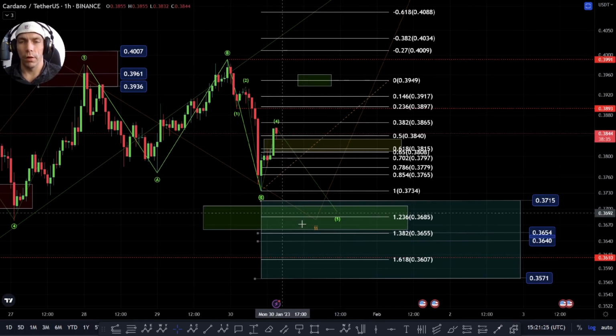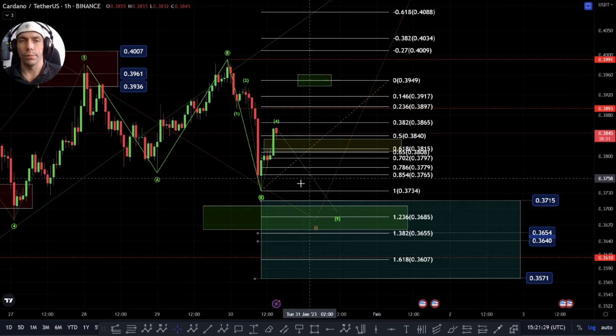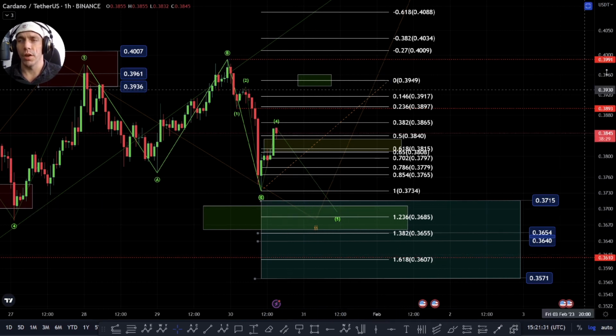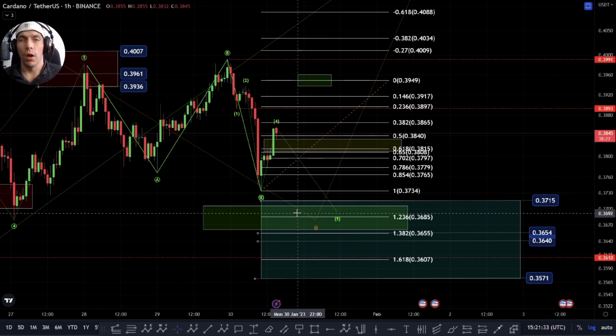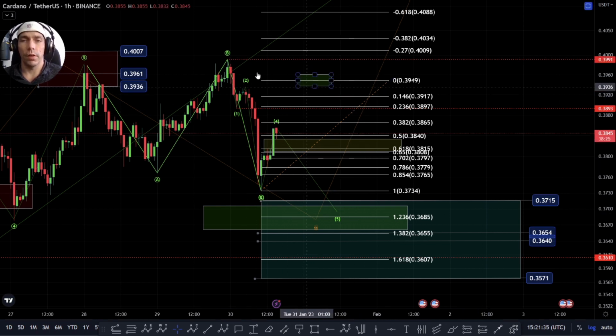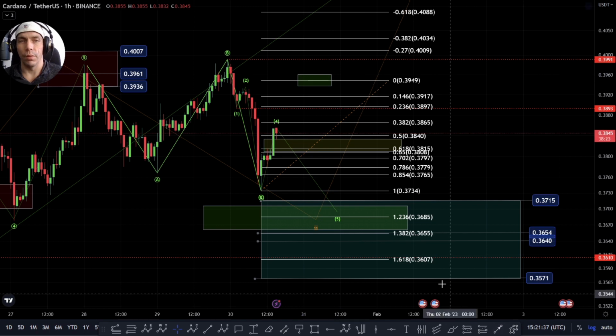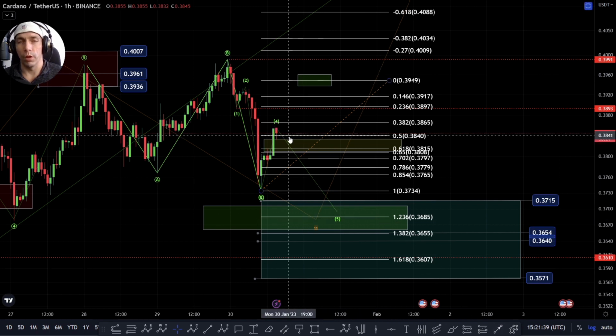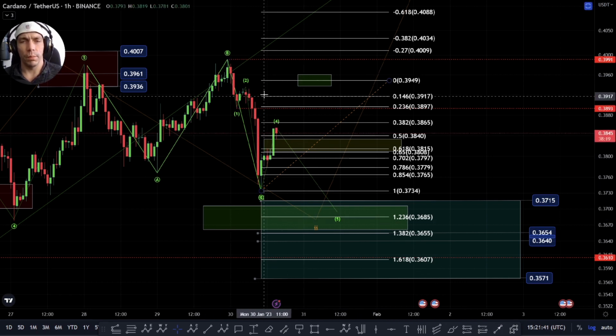If this does break down and we don't find support in this area and it continues to push down, and we can't manage to break this 3991 on the retracement, then effectively we could be setting up for that deeper 5-wave move that we were talking about. So we need to be a bit careful with this and see how this plays out.